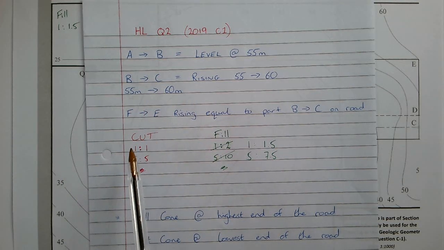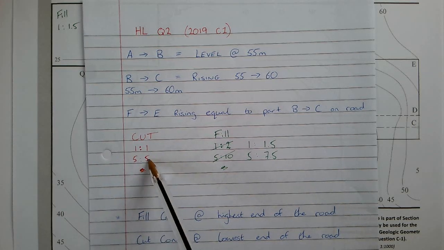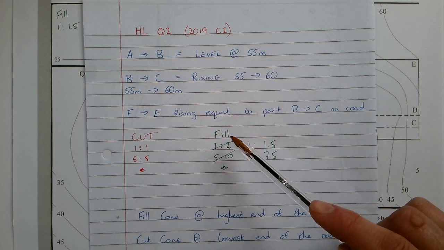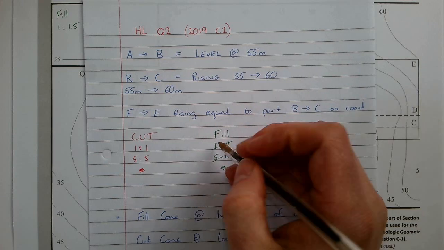We're told cut is 1:1, which is 5:5. So the gap between the contours is 5, so 1:1 becomes 5:5. For fill, we were told the ratio is 1:2. That's a mistake, that's wrong.